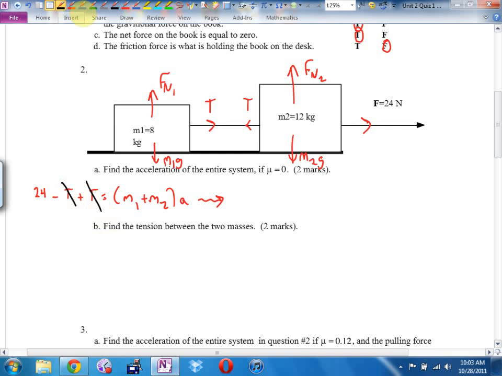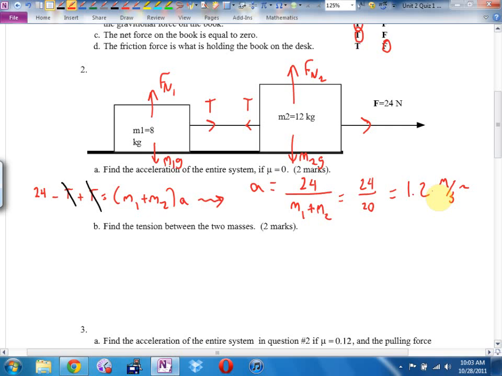How do I get the A by itself? Divide by M1 plus M2. Okay. A is going to be 24 divided by M1 plus M2, which is going to be 24 divided by 20, which is going to be, divide by 4, 6, 1.2 meters per second squared. If you got the right answer, two marks. Otherwise, I would probably give one mark if I saw that, a half mark for that, and then a half mark for the answer.